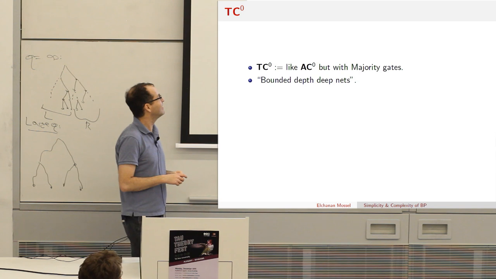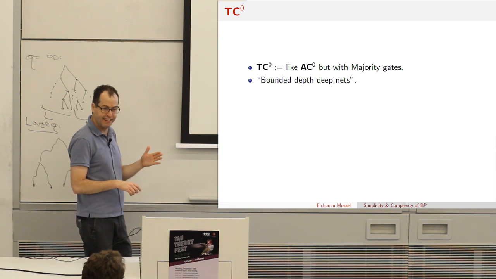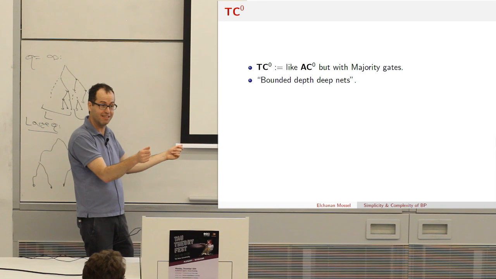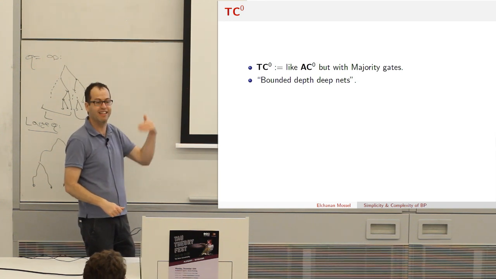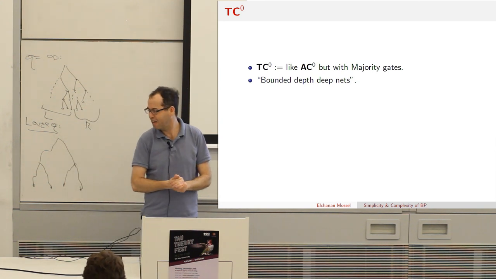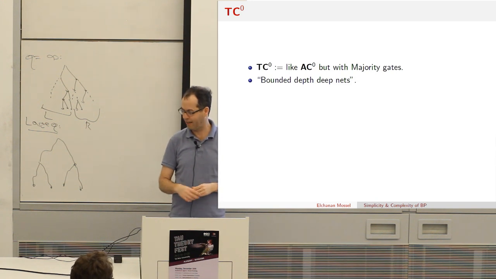A very interesting class is TC0. So TC0 is AC0, but with majority gates. And majority is a little bit like ReLUs, right? You can sum stuff, and it doesn't cost you. You can sum a bunch of numbers, and you can get the sign. It's not really ReLU, it's like the derivative of ReLU, if you want. But it's going in the direction of ReLUs. And if you want one way to think about it, when the inputs are binary, this is some version of bounded depth deep nets.